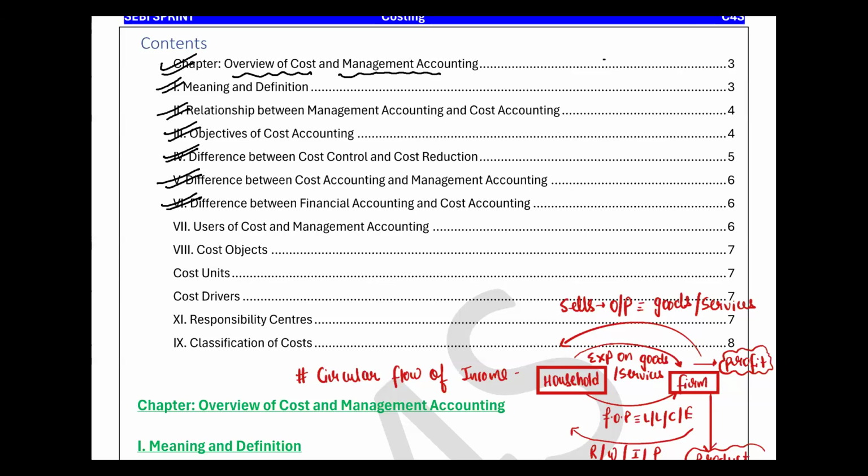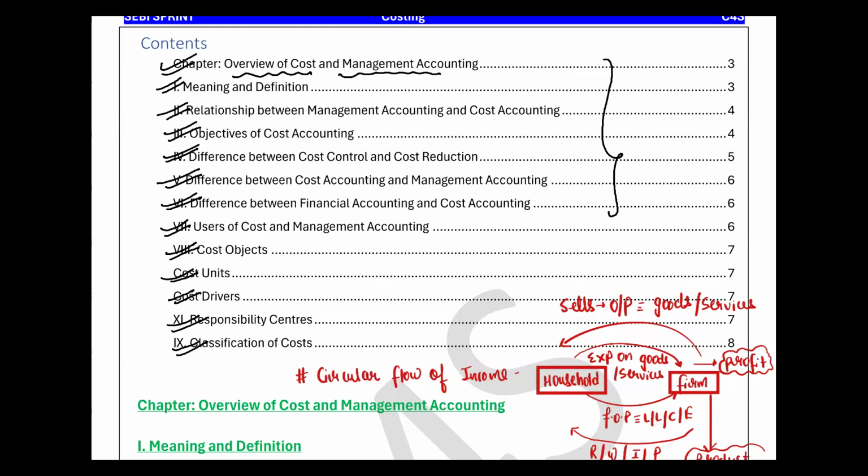In today's lecture, I am going to discuss till here. In the next lecture, I'm going to discuss the users of cost and management accounting, what is understood by cost object, cost unit, cost drivers, and responsibility centers, and classification of cost. So in two lectures, we will cover this overview of cost and management accounting.